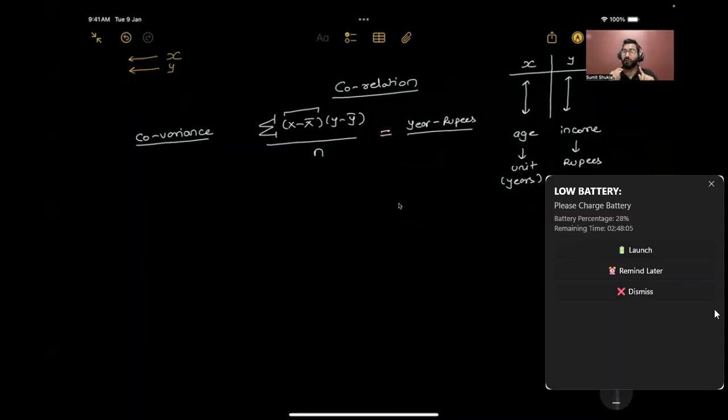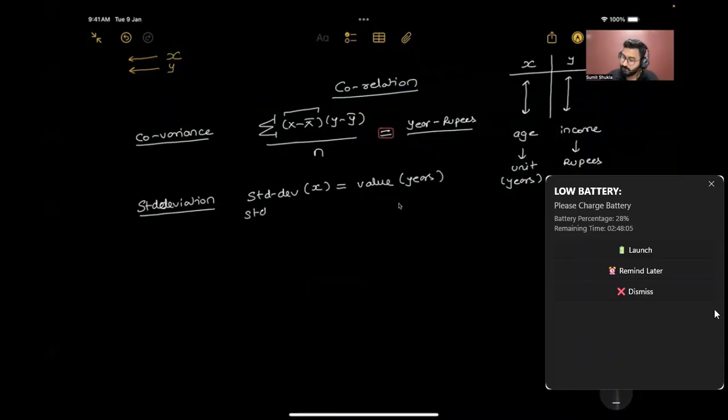Now, can I get rid of this unit? Can I remove this unit? I hope you guys will agree that standard deviation also comes in the same unit as of the data. So if I find out the standard deviation of x, which is age, the unit will be some value but in years.